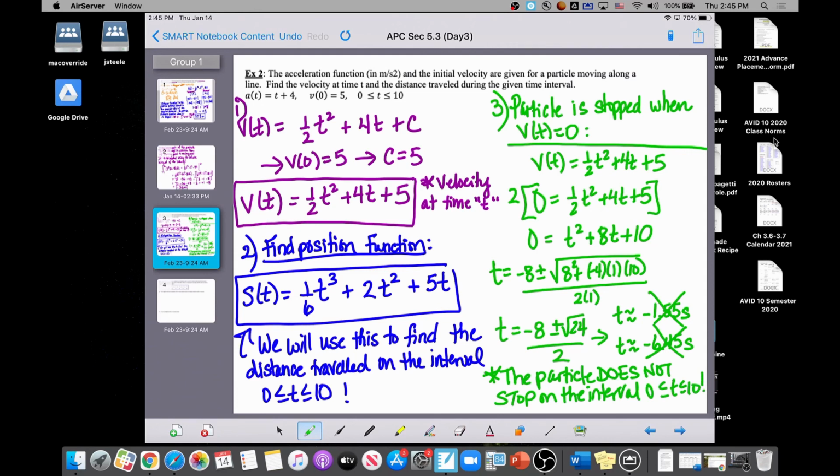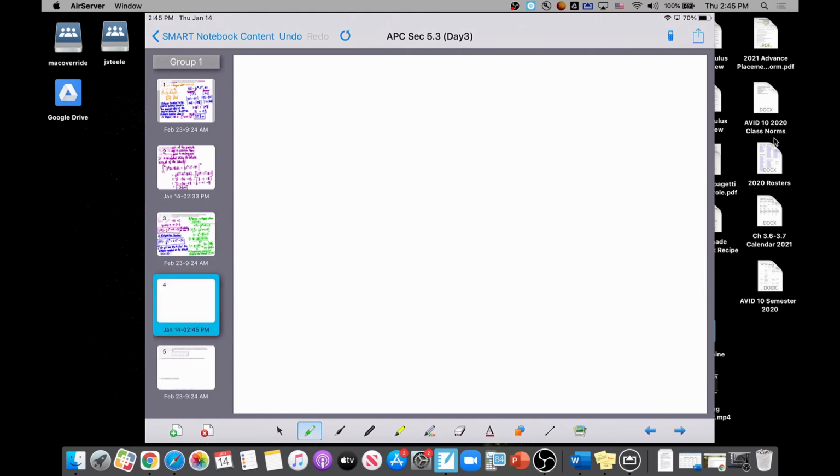Okay, the particle does not stop on the interval from 0 to 10. Okay, well, how can we use that then to find our distance traveled? Because our particle's never at rest, it never changes direction. And in this case, it's always moving in the forward direction. Okay, so again, let's write this down.